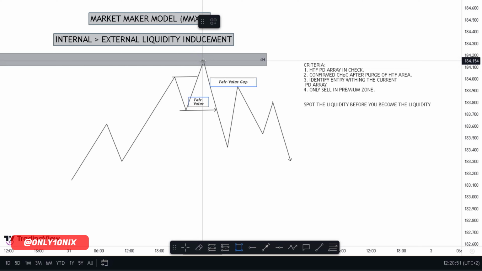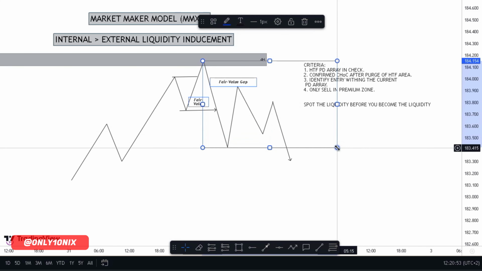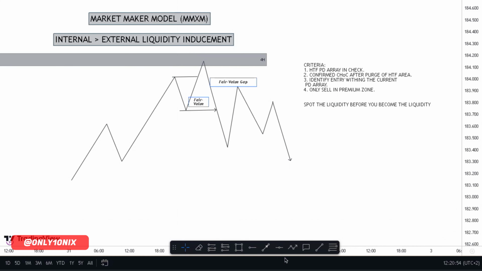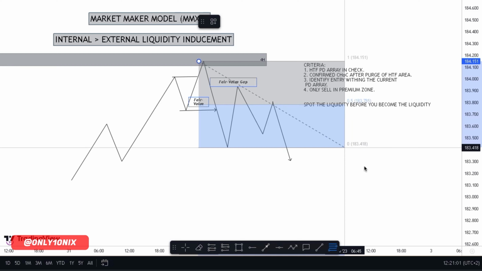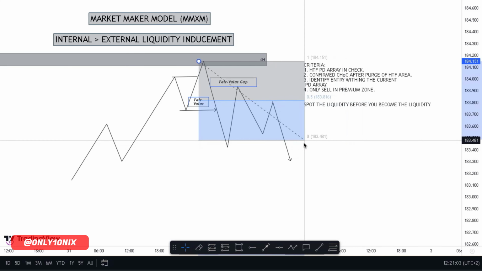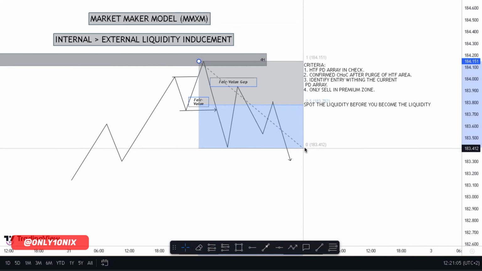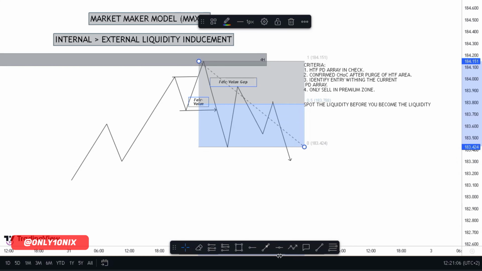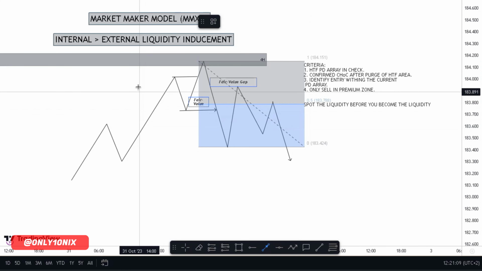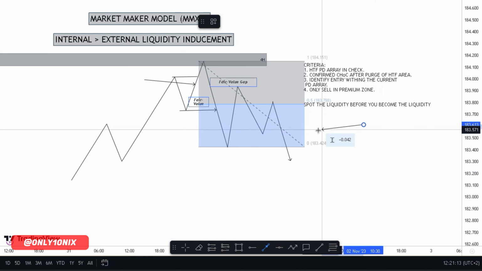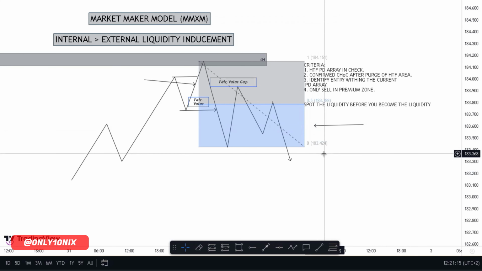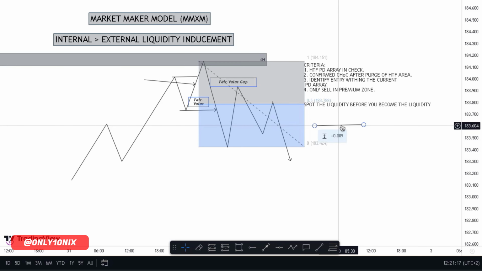What I mean is that I would take my tool and I would just classify it this way, right? If I'm looking for sales in a bearish market, I only take trades in the premium zone, and in a bullish market, I only take buys inside the discount zone.